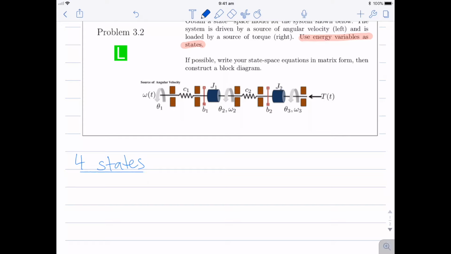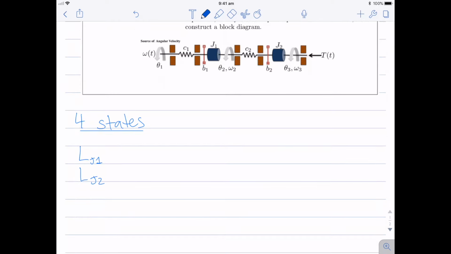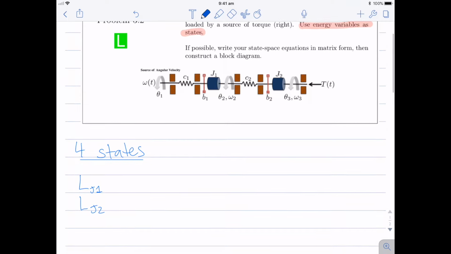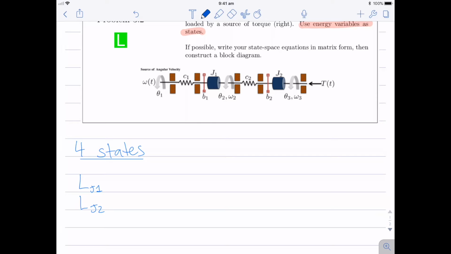And if I choose energy variables, then I'm looking for generalized momenta and generalized position, which of course in this domain correspond to angular momenta and angular positions. So I'll have L of J1, angular momentum of J1, I'll have L of J2, and I'm also probably going to have a theta 1 and a theta 2, or in this case, because of the unfortunate naming convention used in the question, I'm going to be after theta 2 and theta 3, the thetas that correspond to the J's. So because I like to do my position states first, I'll go theta 2 and theta 3. And they're going to be Z1 through Z4.